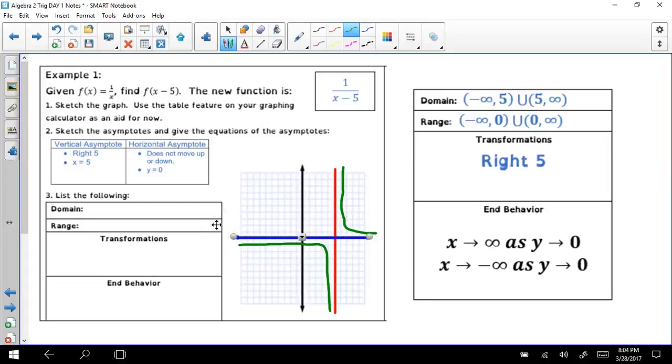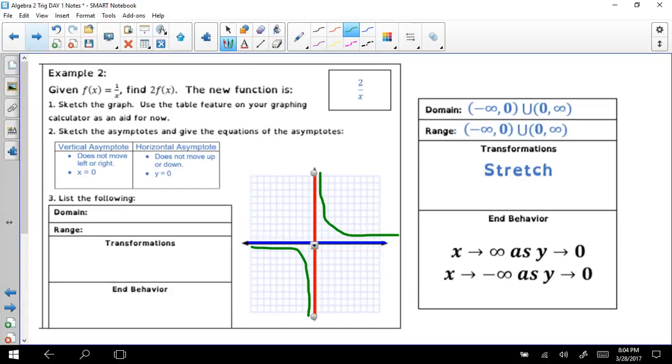Okay, so what I want to do is skip example 1 for now, and just go to example 2. If you take a look at this right here, it says given f of x equals 1 over x, find 2 times the quantity f of x. So basically what we're going to do is take 2 multiplied by 1 over x, and that's going to give us the result, 2 divided by x.